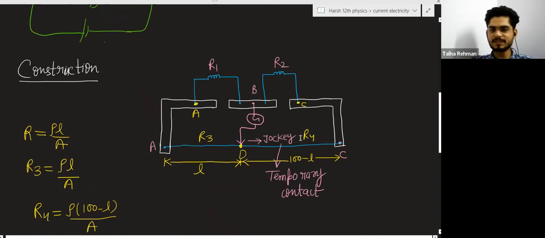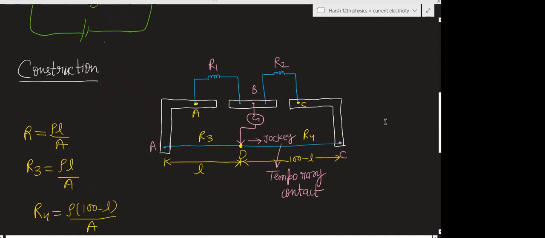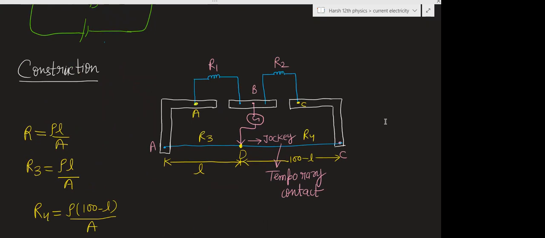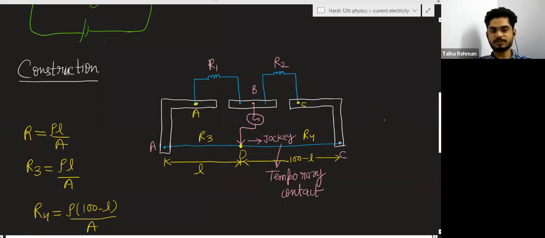And this is the simplest construction. You will get full marks when you draw this type of thing. Believe me. You can get many types of construction in books and all that, but there is no requirement of that. You can just draw this and you will get full marks.